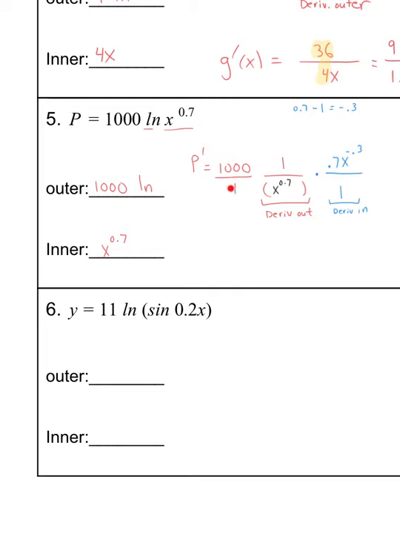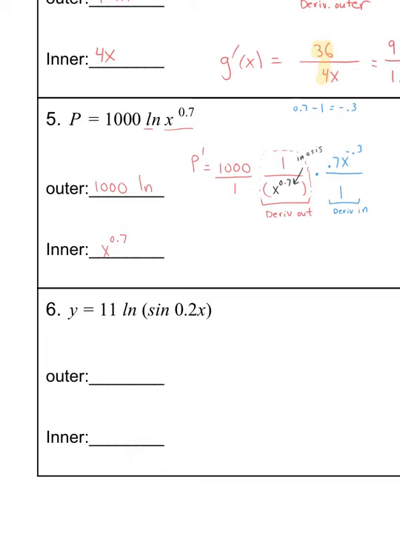The 1,000 comes along for the ride. This whole thing right here, I'm going to put a kind of a dotted box around it. That's my derivative of the outer, 1 over something. This right here is my inner as is. If it helps, label the parts. That's the inner as is. And finally, the derivative of the inner. And I made everything a fraction.